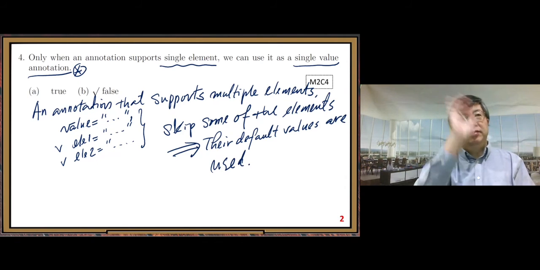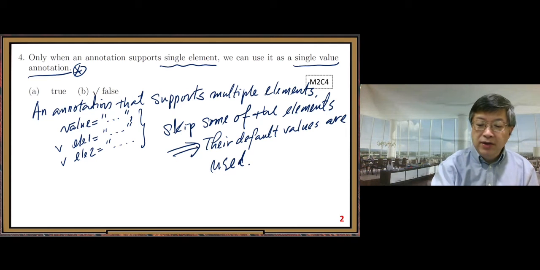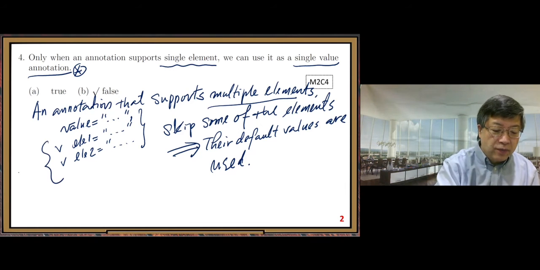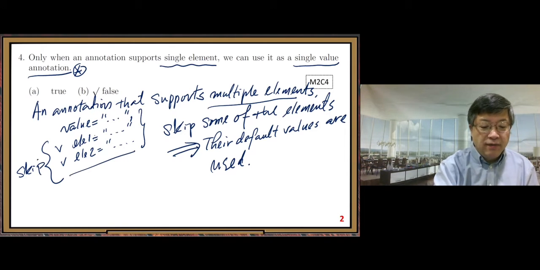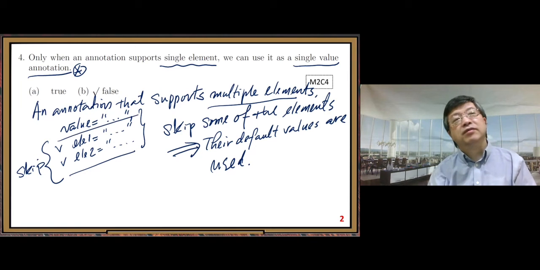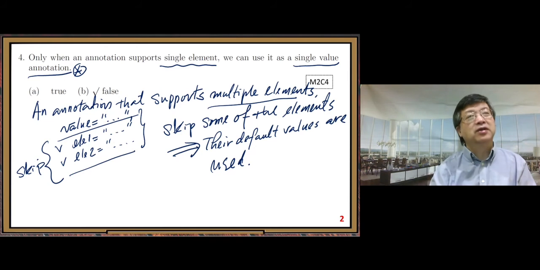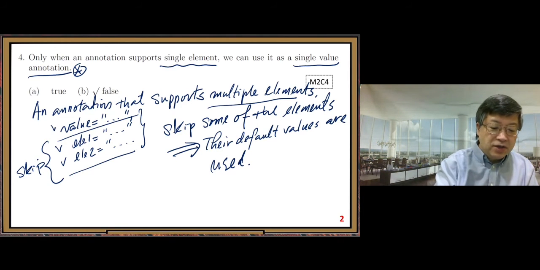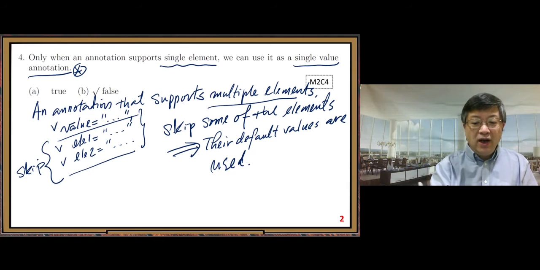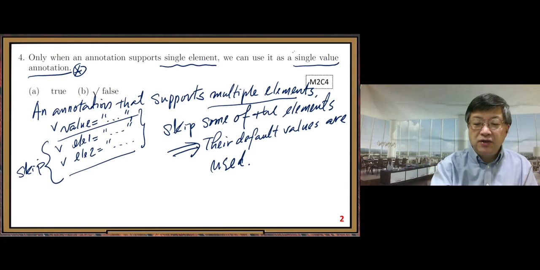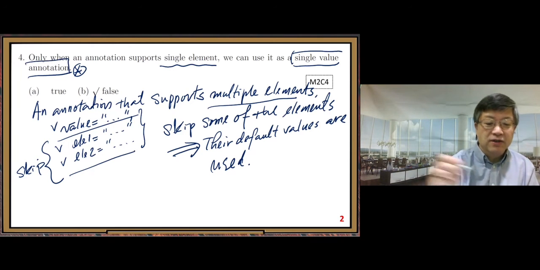So that's the typical way. Now you have a multi-element annotation. You skip all these elements that are different from that value element. The value element you do not skip. You skip all those non-value elements. You only use this value element. So when you use that value element, then we call that single value annotation. That's the meaning of single value annotation.